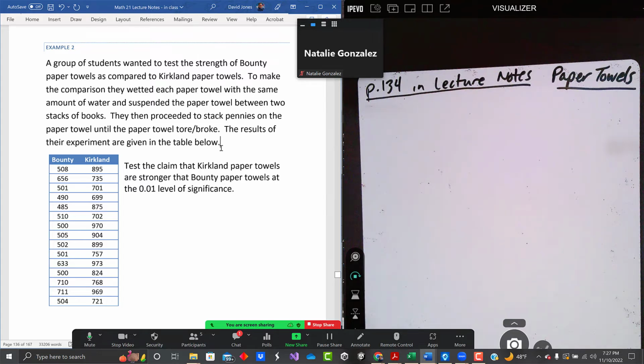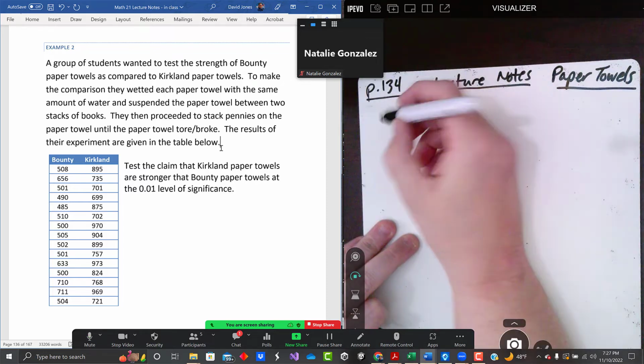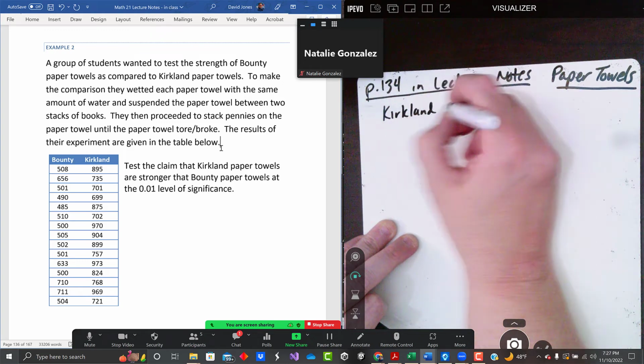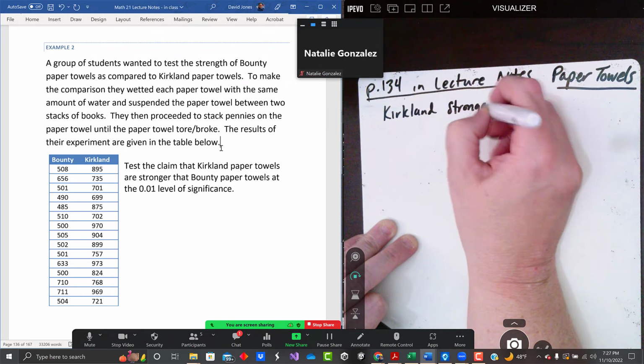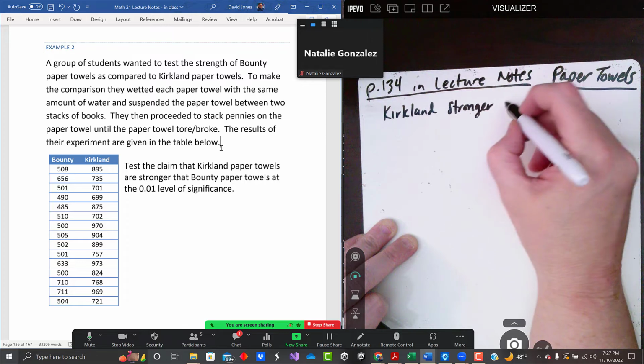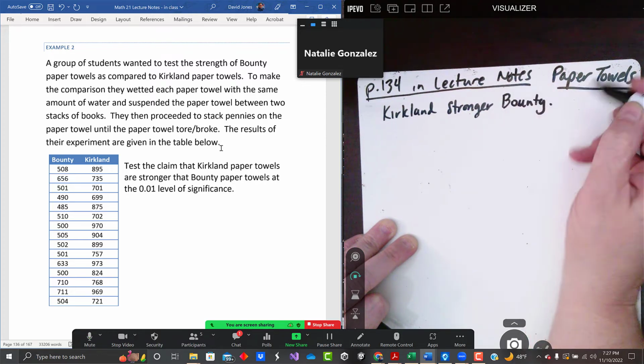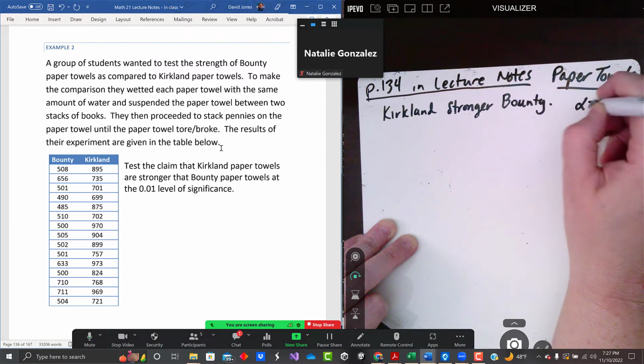We want to test the claim that Kirkland paper towels are stronger than Bounty paper towels. And they've given me alpha equals 0.01.